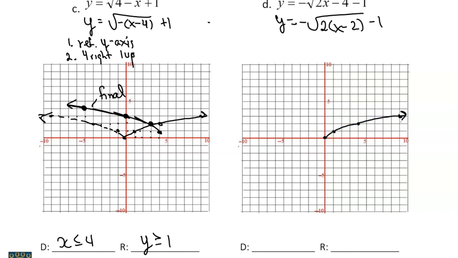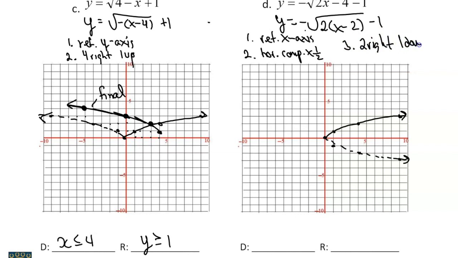And from here, we should reflect it over the x-axis. And then after we've reflected over the x-axis, let's just label what we're doing here. So we want to reflect over the x-axis. We have a horizontal compression by a factor of 1/2. And then we're going to go 2 right and 1 down.